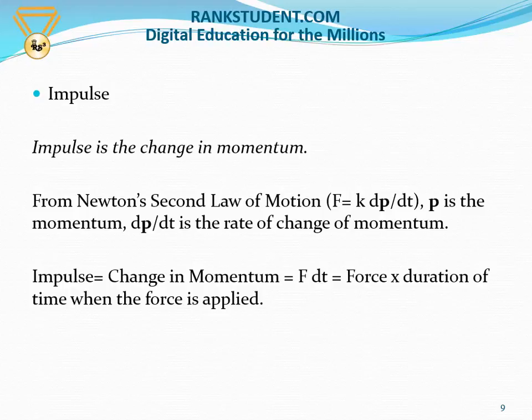A definition of impulse. Impulse is the change in momentum. We know from Newton's second law of motion, F is equal to k times dp by dt, where p is the momentum and dp by dt is the rate of change of momentum. Therefore, impulse, which is the change in momentum, becomes equal to F dt, which is equal to force times duration of the time when the force is applied.